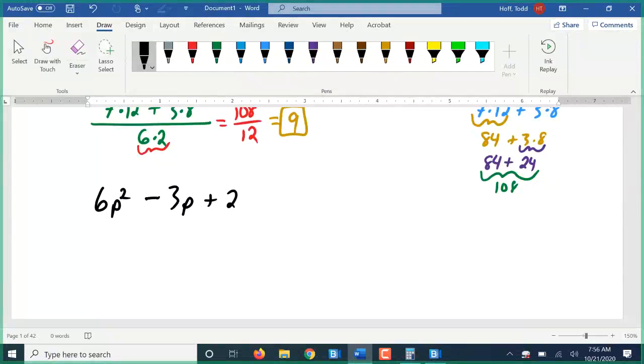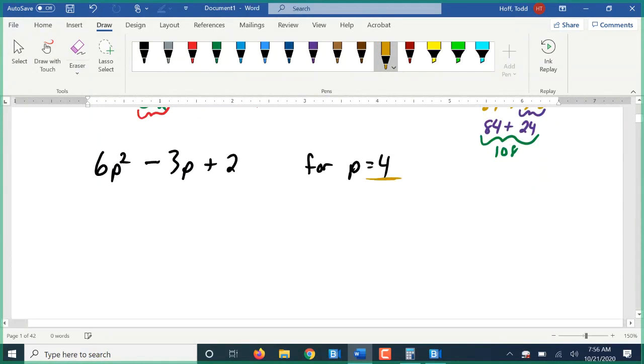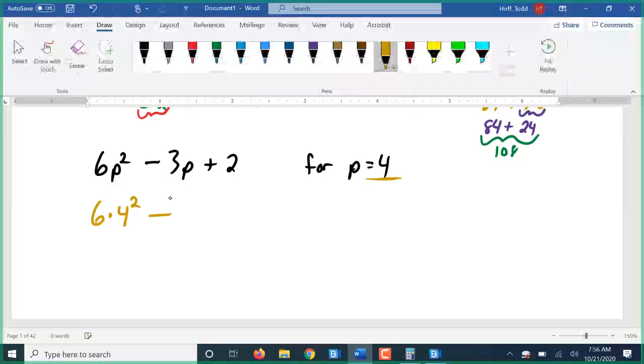I might have something like this, 6p squared minus 3p plus 2, and I might be asked to evaluate that for p equals 4. Now, everywhere I see a p, I replace it with a 4. So 6p squared becomes 6 times 4 squared. Minus 3p becomes minus 3 times 4, and plus 2.